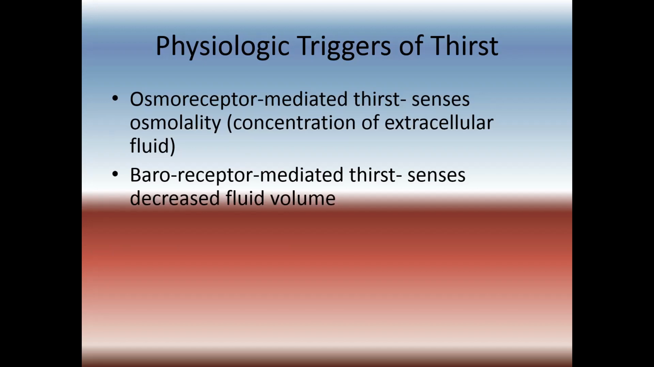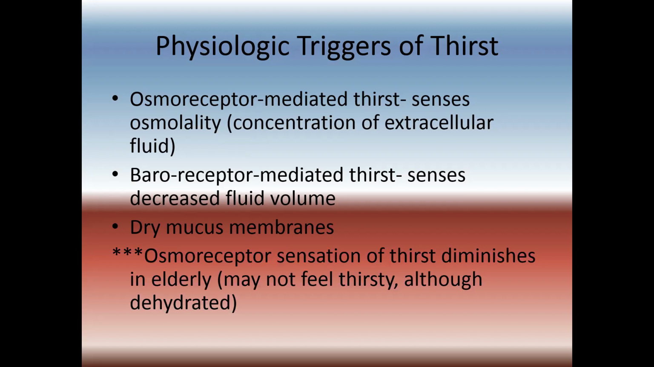We also have baroreceptors that sense pressure. So when our blood pressure drops, for example, because we have decreased fluid volume, then our baroreceptors are going to sense that decrease in pressure, and it's going to trigger our thirst and tell us to drink. Dry mucous membranes also trigger us to drink.